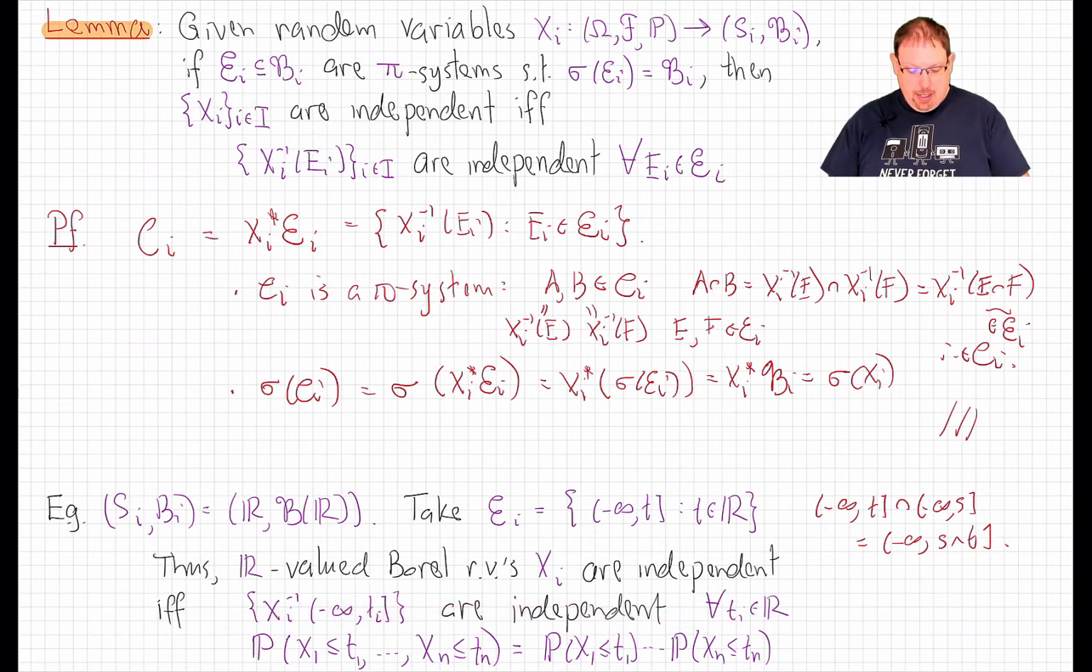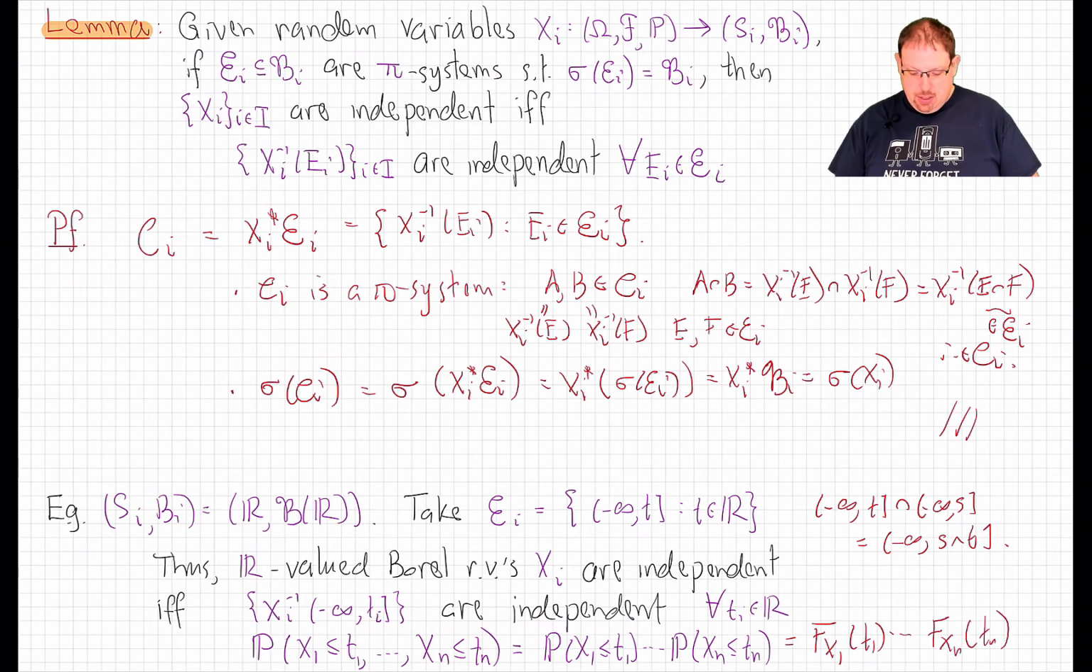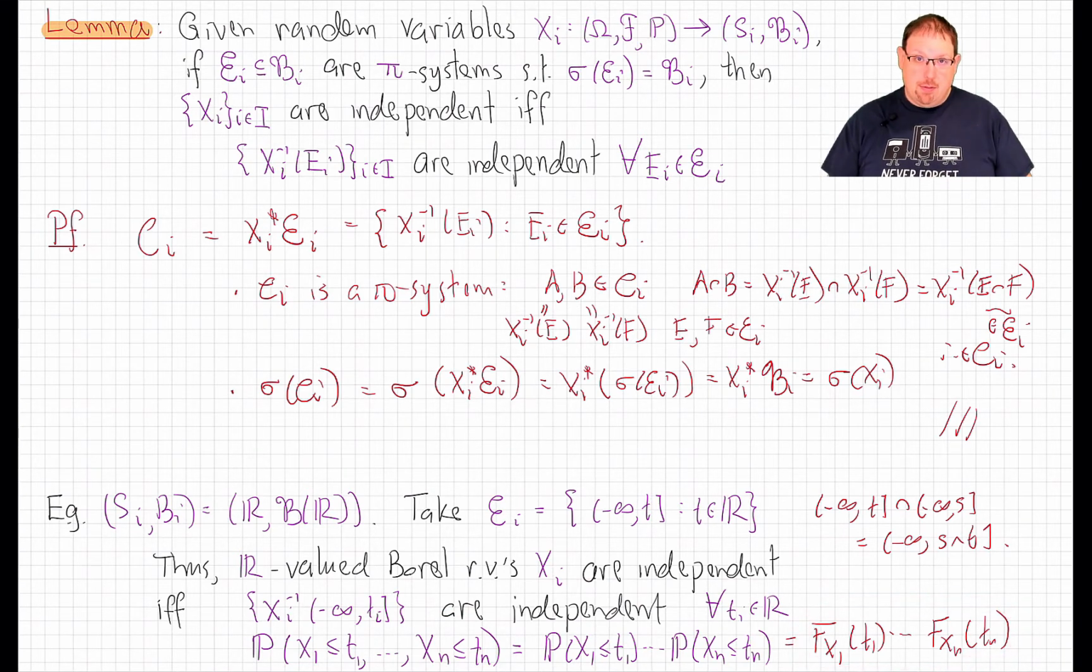That is, the probability that x1 is less than or equal to t1, up to xn is less than or equal to tn, is equal to the probability that x1 is less than or equal to t1, times up to the probability that xn is less than or equal to tn, which is, by definition, the product of the CDFs of those random variables at those different parameters t1 through tn. You might call this the joint CDF of the random variables. And so independence of real-valued random variables is equivalent to this product property. The joint CDF of the random variables is the product of the CDFs of the random variables.